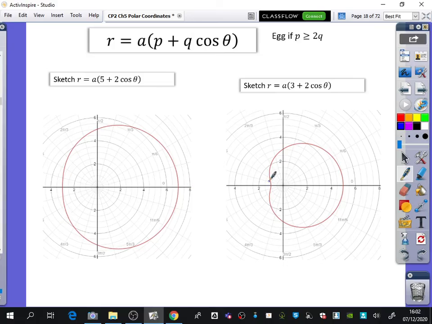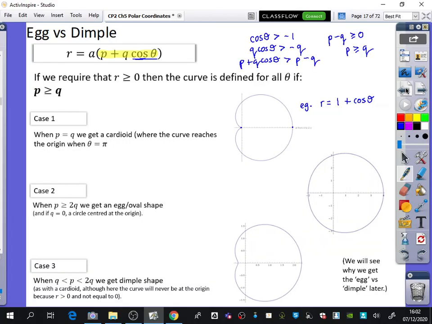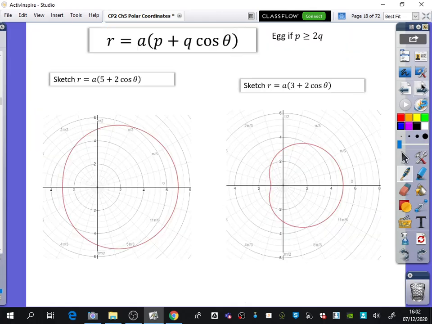This time it's got a dimple, and that's because we've got that P is 3 and Q is 2, and remind us that if P is in between Q and 2Q, so that's in between 2 and 4, you get a dimple kind of shape. I'm not sure how worth it is memorizing this fact. I'm thinking about making fact sheets for you guys. I don't know if I'm going to put this on because it just doesn't seem that useful when you've got a calculator that can draw it for you.